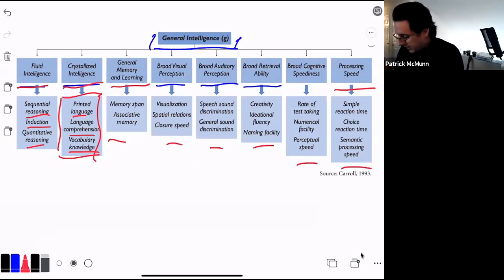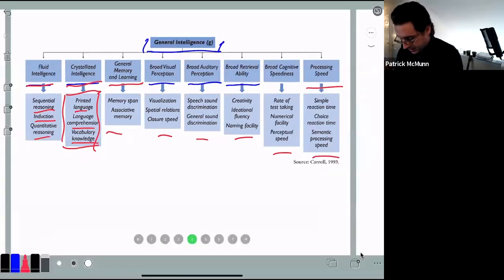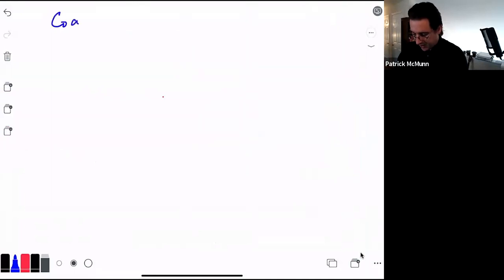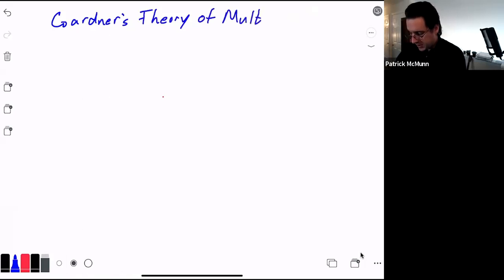All right, so additional, let's see here. So another theory that came along was Gardner's. Red is angry, I don't like it, I'm very big on colors. So Gardner's theory of multiple intelligence.